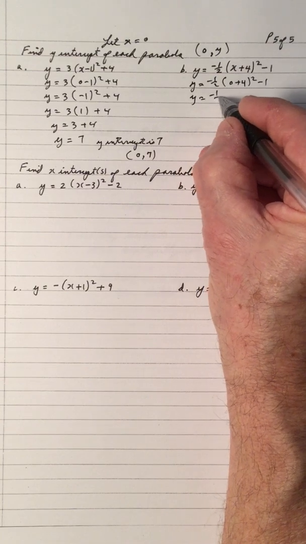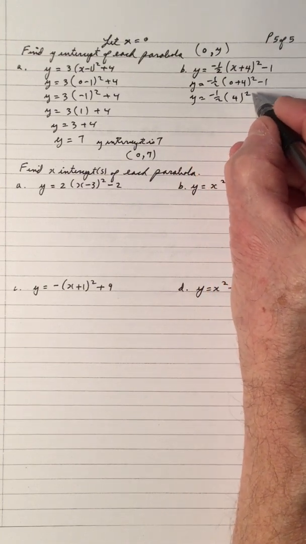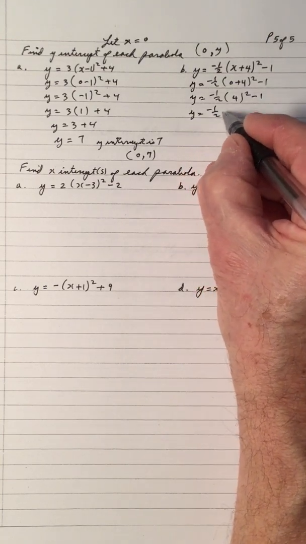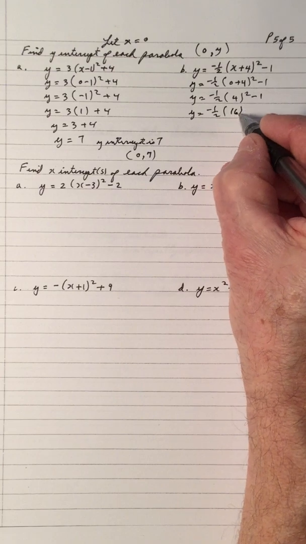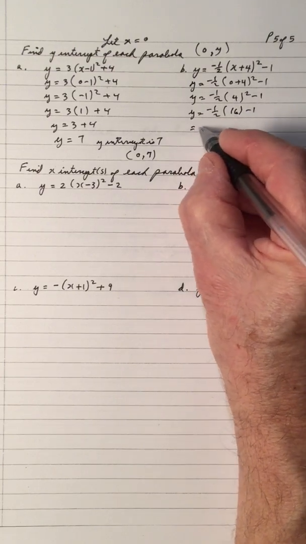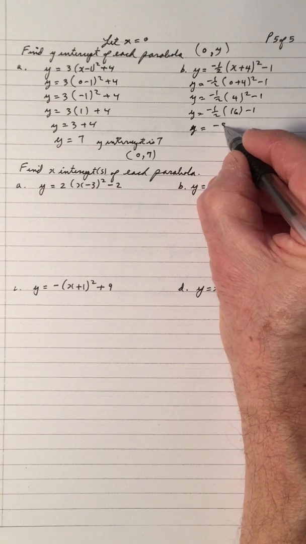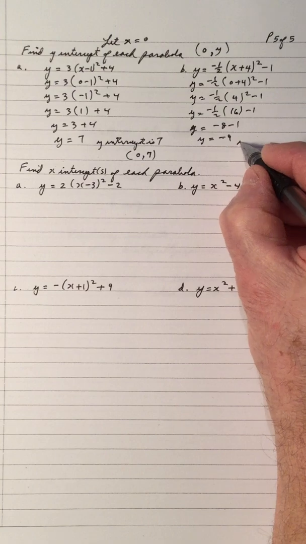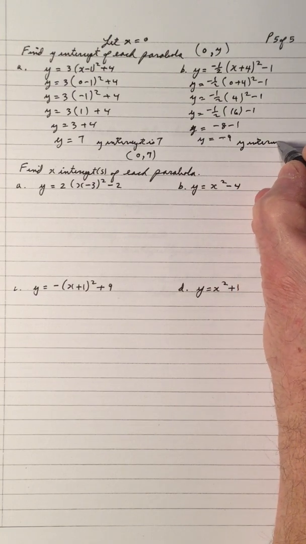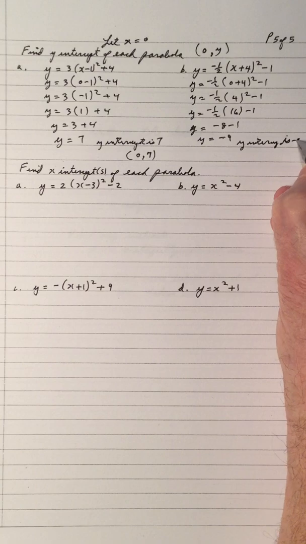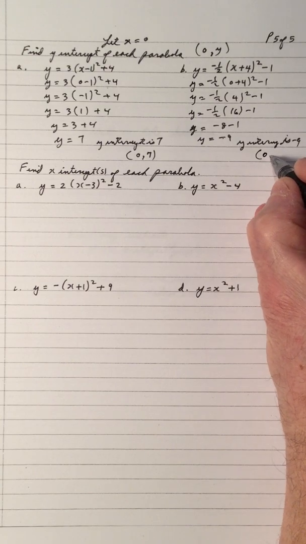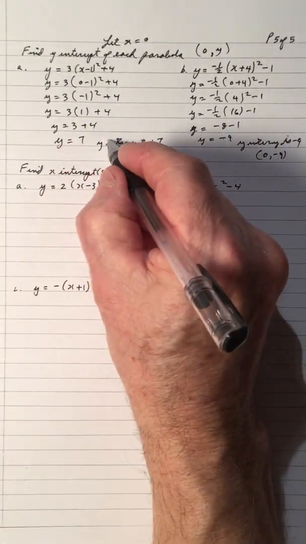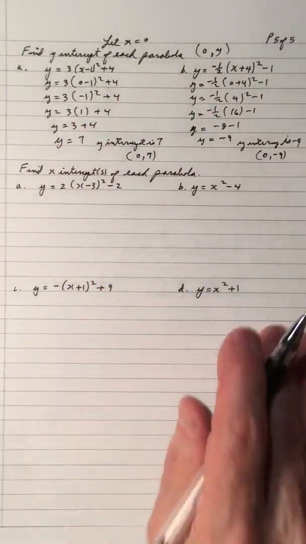So 0 is in the place of x. We get a 4, because we always do inside the brackets first. Then we square next, and 4 squared is 16. Then we multiply next by PEMDAS. We get negative 8 minus 1, negative 9. So the y-intercept is negative 9. Or we got x is 0, y is negative 9. Either way you want to say it. So to get the y-intercept, you just let x equal 0 in any equation.